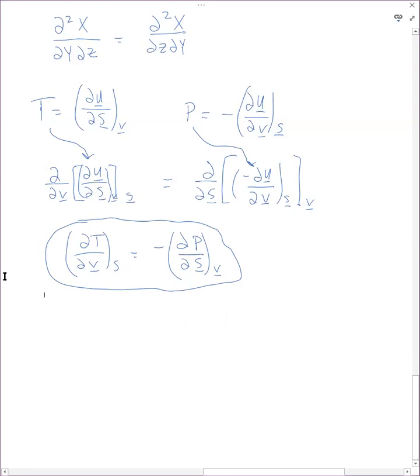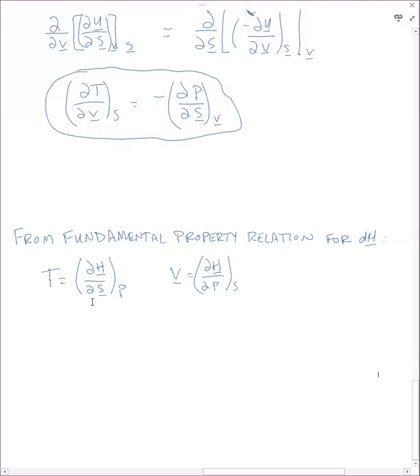So I'm going to write down the fundamental properties that I get from enthalpy, and then I'd like you to pause the video and see if you can derive the Maxwell relation that you can obtain from that equation. So here I've transcribed the relationships that we can obtain from the fundamental property relation for dH. So we said that T was equal to dH/dS at constant P, and V was equal to dH/dP at constant S. And I keep forgetting these underbars.